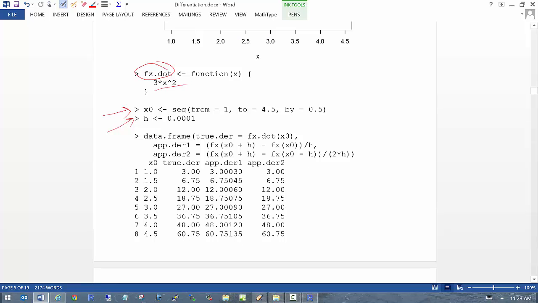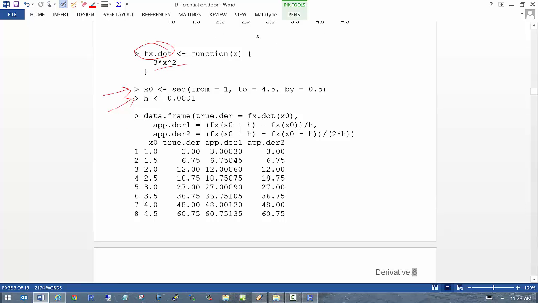Now in this next data frame here, what I do is I find the actual true derivative by evaluating my fx dot function at x0. But then also I look at the first way that we looked at calculating a numerical derivative. And then also I look at the central difference formula to calculate the numerical derivative. Okay, so the goal is to have everything equal to that true.dir column.